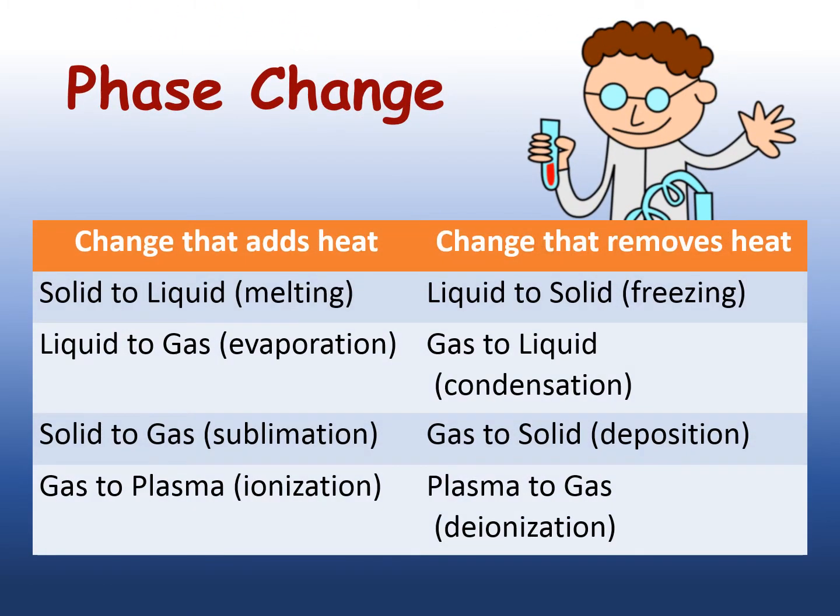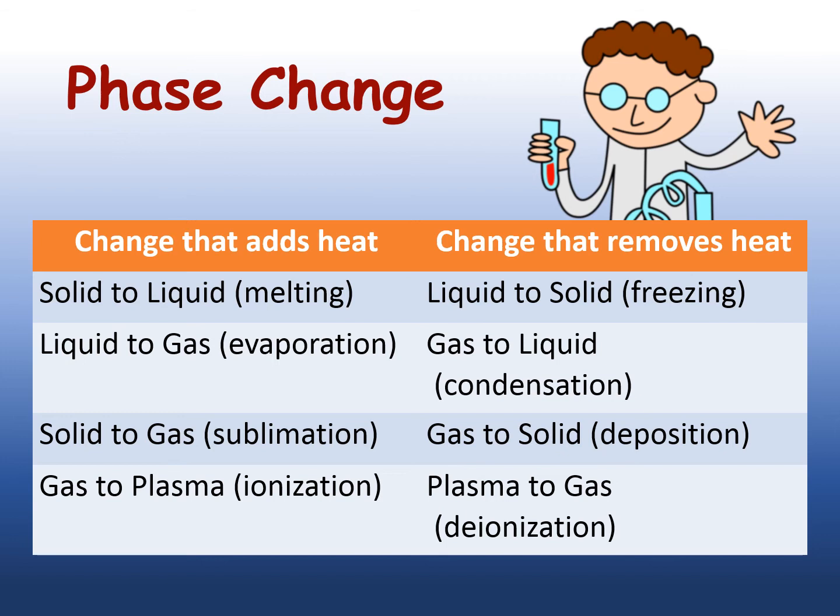This chart is a summary of the phase change diagram. On one side, we have the changes that add heat, while on the other side, we have the changes that remove heat. From the changes that add heat, we have from solid to liquid, it's called melting. From liquid to gas, it's called evaporation or vaporization. From solid to gas, it's called sublimation. From gas to plasma, it's called ionization.